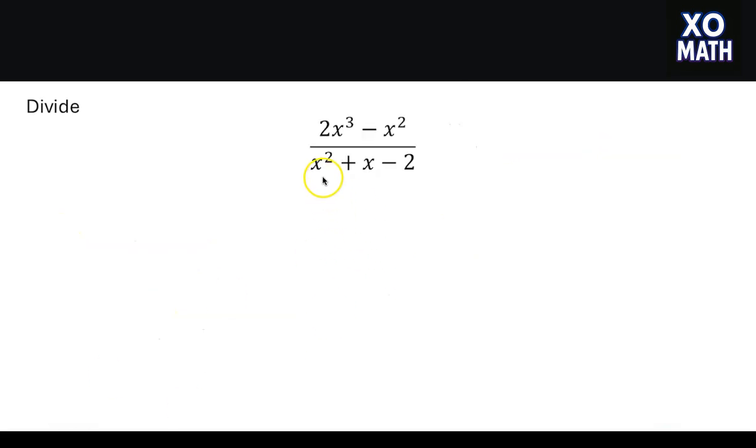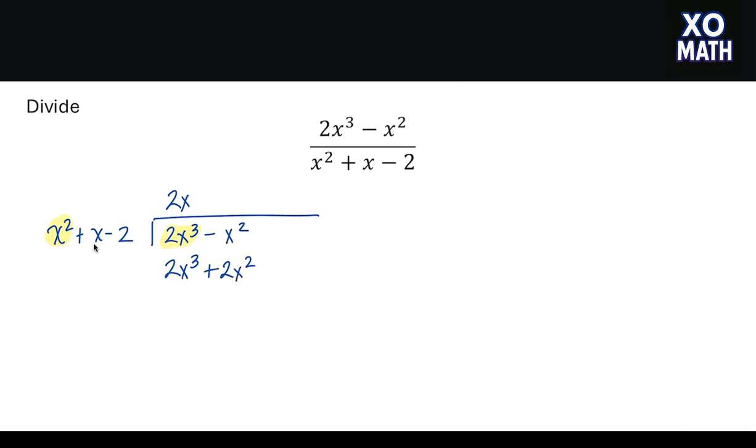And let's try one more. We're going to divide x squared plus x minus 2 into 2x cubed minus x squared. All right, so here we're going to focus on x squared and dividing that into x cubed. So x squared, to get to 2x cubed, I'd have to multiply by 2x. Now 2x times x squared is 2x cubed. 2x times x, that's 2x squared, so plus 2x squared. And then 2x times negative 2, that's minus 4x.